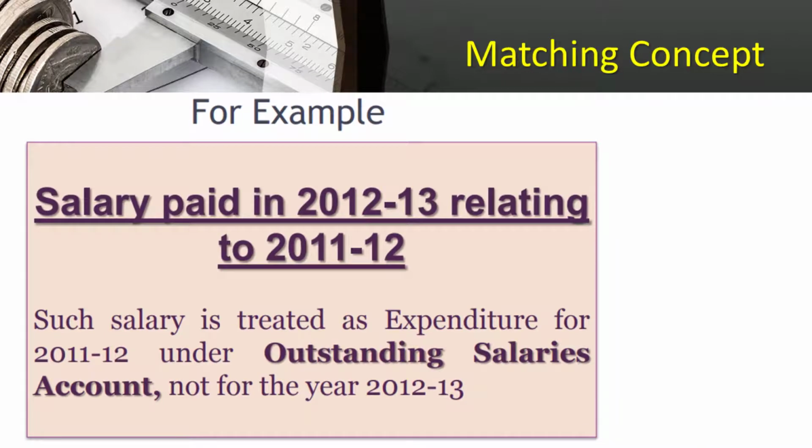Let's see an example. Salary paid in 2012-13 relating to the 2011-12 period. In this case, the actual cash is paid in the next year. So, such salary is treated as an expenditure for 2011-12 under the outstanding salaries account, not in the paid year, that is 2012-13. Since the employees worked in 2011-12 and it influences the profit of 2011-12, it should be treated as an expenditure in the 2011-12 period based on the matching concept.